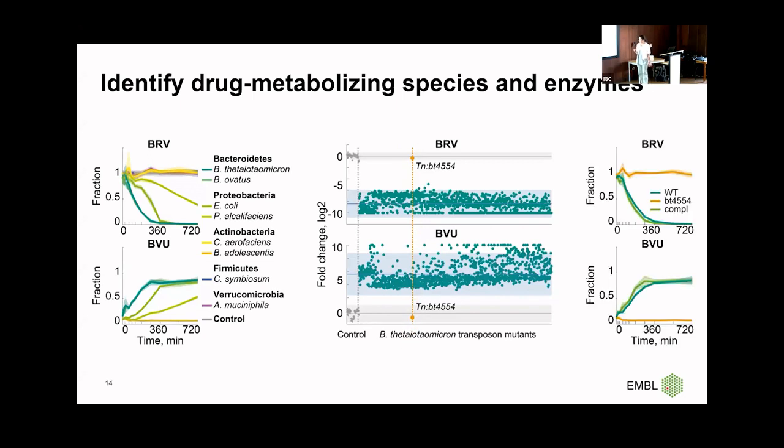And we then performed genetic follow-up to show that this gene is necessary and sufficient to perform the conversion, because the mutant of this gene, BT4554 here in orange, is not able to convert drug to metabolite. So now we had quite solid experimental evidence that we know which bacterium and with which gene can perform drug metabolism. But the big question remains, does it actually play a role in the organism?